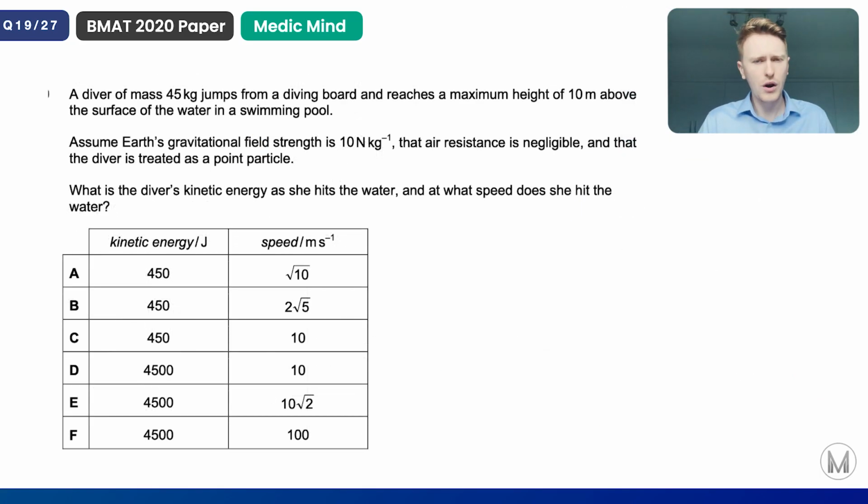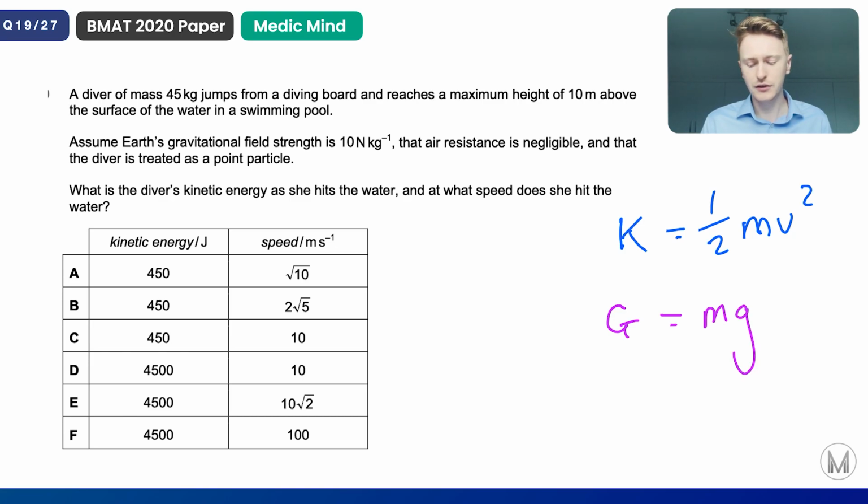This is a physics question, all about kinetic energy as well as speed. So we're going to be using our different kinetic energy calculations and equations. We know that kinetic energy, if I call it K, is equal to half mass times velocity squared. By comparison, gravitational potential energy, which I'm going to call G, is the same as mass times the gravitational field times the height through which that object is raised. These are our two equations which we're going to be using in this question.